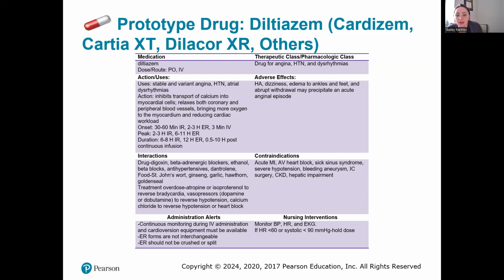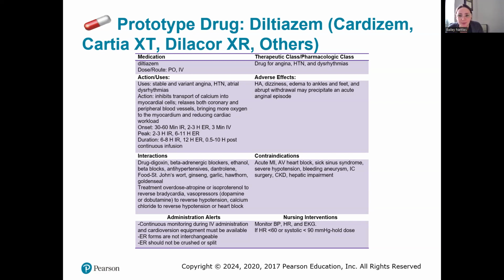Okay. So if you're going to give it IV, you have to have cardioversion equipment available. Okay. Because if you're giving it for the dysrhythmias, especially, you have to have that continuous monitoring, because you can have someone either go into the dysrhythmia or it gets worse instead of better. So we want to make sure we have some kind of emergency cardioversion equipment available.